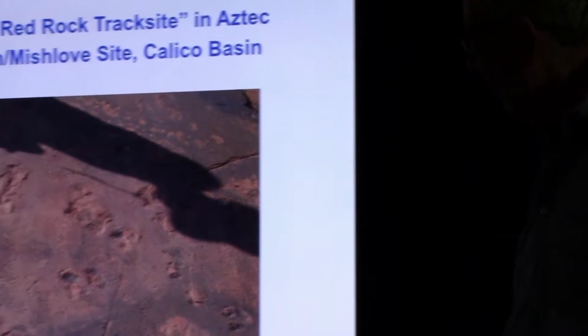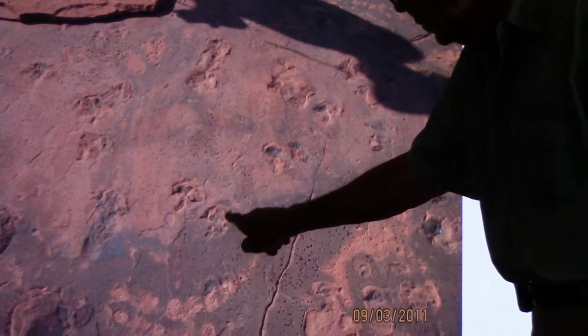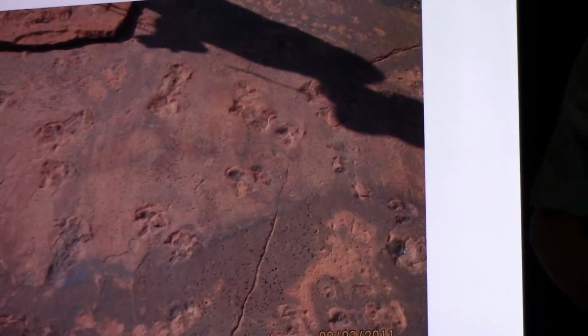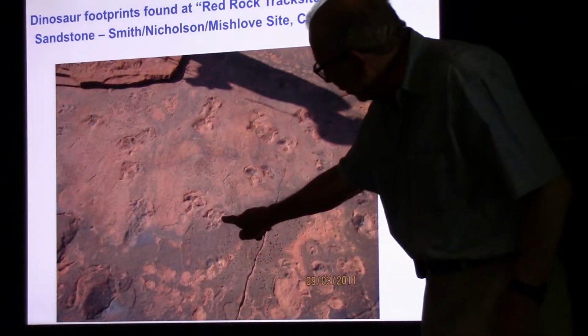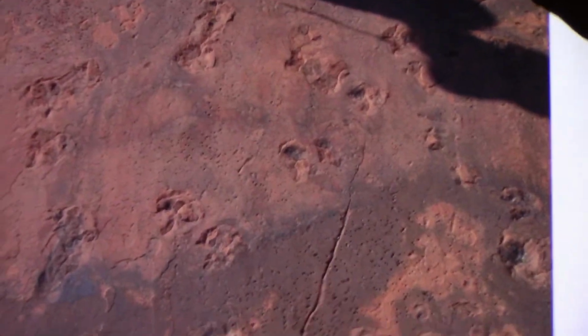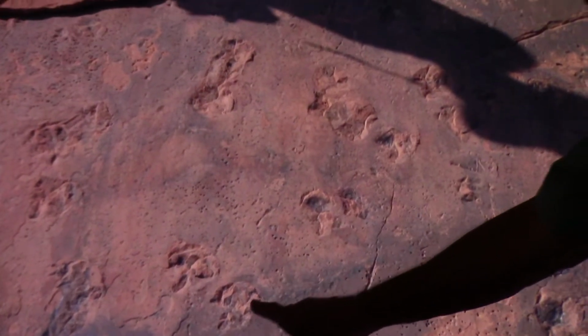Okay, so these are the footprints. This is the original track site by Smith, Nicholson, and Mishlow. You see the tracks? You see them here? And he took a bunch of pictures. A lot of them were smudgy because the dinosaur walked on it, stepped on it. But these were really good ones. Tridactyl, 3-toed dinosaur footprint, like a bird.